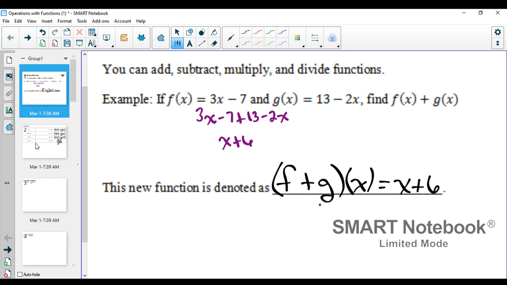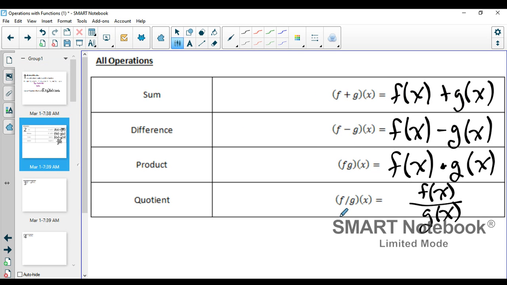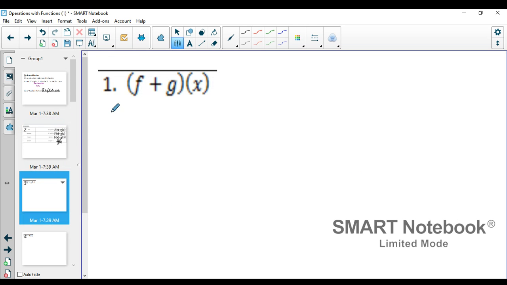In this next table, it has all of the ways that we can denote the different operations we can do with functions. So the sum, which we just did, f plus g of x, is the same as f of x plus g of x. F minus g of x is the same as f of x minus g of x. The product, so f times g of x, is the same as f of x times g of x. And then the quotient, so f divided by g of x, is the same as f of x divided by g of x.